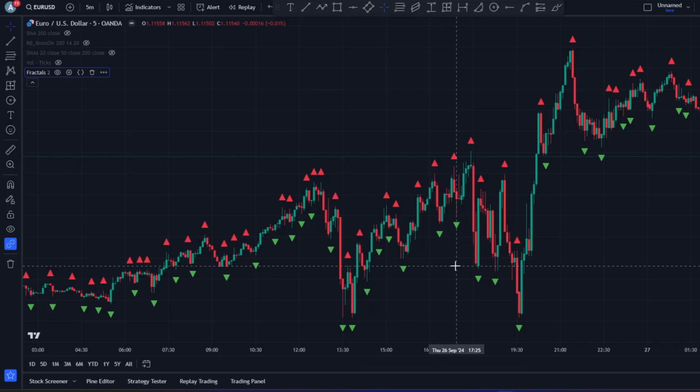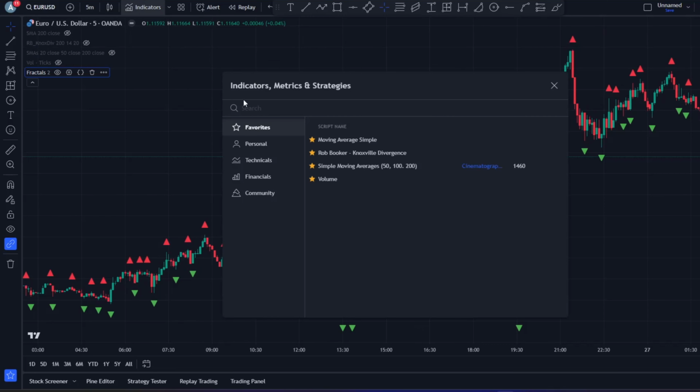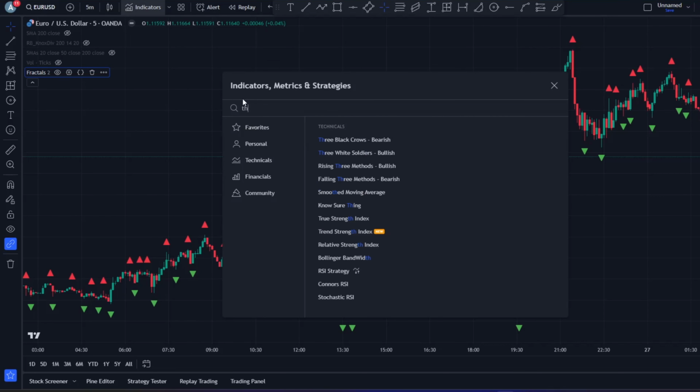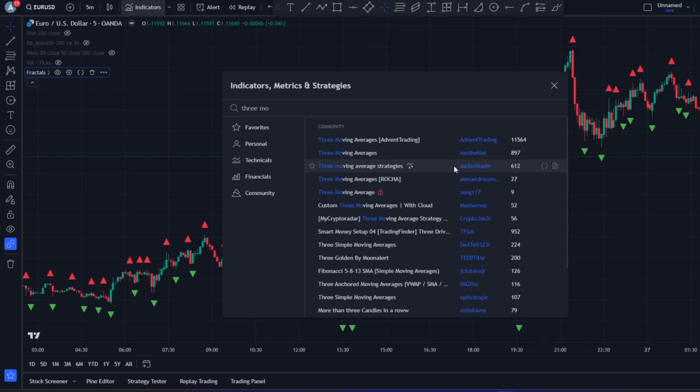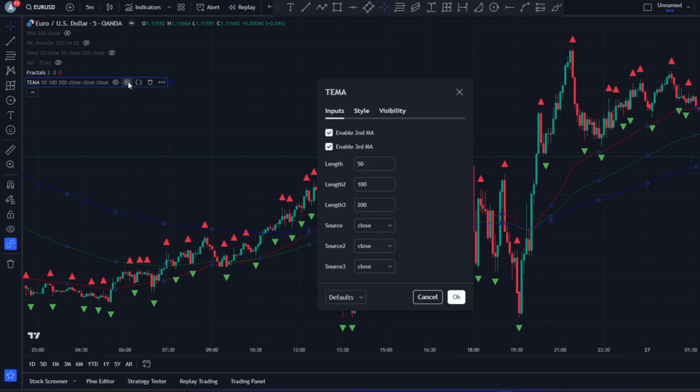Next, we're going to add some moving averages. Go back to the Indicators tab, type in 3 moving averages, and select the one by Advent Trading. Once you've added the moving averages, we'll adjust the settings. Open the settings for the indicator and change the lengths as follows: length 1, 20, length 2, 50, length 3, 100.